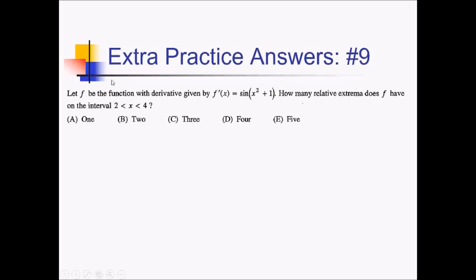On this problem, f is the function with a derivative given by sine of x squared plus 1. We want to know how many relative extrema f has on the interval from 2 to 4. So basically we're asking how many times does f prime change sign between 2 and 4. And this is a calculator question, so we'll use our calculator to figure out our f prime sign changes.